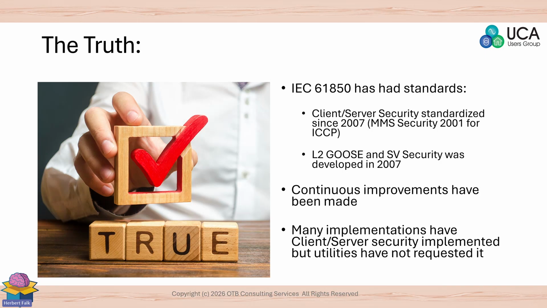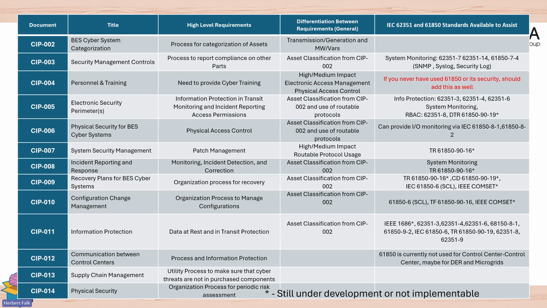61850 has MMS, client server, has had cybersecurity capability since 2001. GOOSE has had cybersecurity since 2007. We've been making continuous improvements. Many implementations have implemented client server security, but utilities have not requested it. So that's another thing that's going to need to be addressed in your RFPs and RFIs.